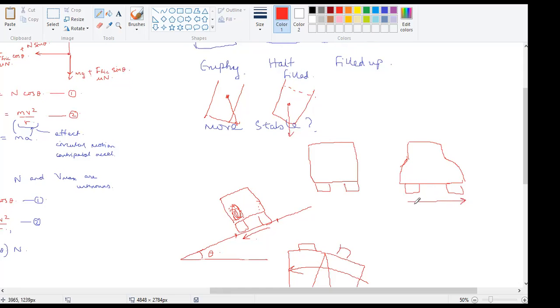Basically, they are trying to increase the area. So if you increase this base, then you will have more space for the center of gravity to fall inside. So that even if the car tries to go for rolling over, it won't happen. So we are talking about stability here. So this is more stable than this one.